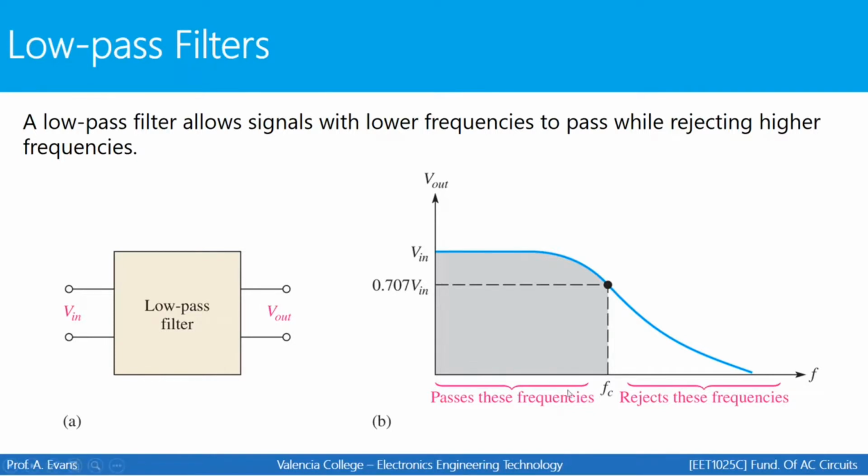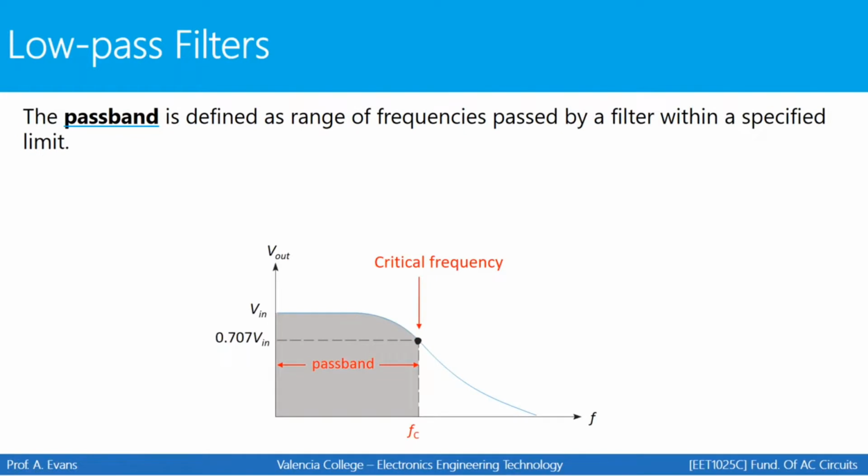Again, that point of passing versus being rejected is determined by what we call the critical frequency of your filter. The passband is defined as the range of frequencies that are allowed to pass within a specific limit. In a low-pass filter, everything from 0 hertz up until the critical frequency is your passband. Those are all the frequencies that are allowed to pass through the filter. The critical frequency is the point at which your output is 0.707 times your input. When I have an output that's 0.707 times my input or higher, that's a signal that's considered passing. As soon as I measure a voltage at the output that's below this value, the signal is considered not passing through the filter.